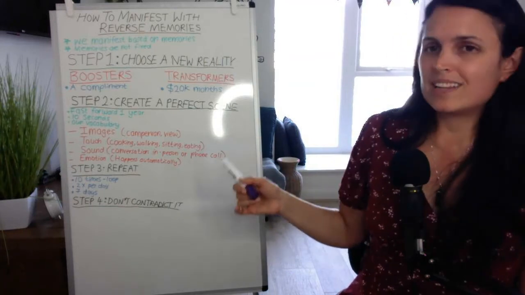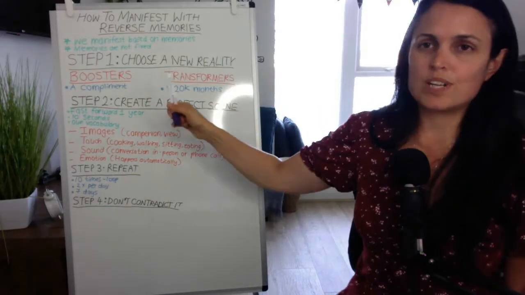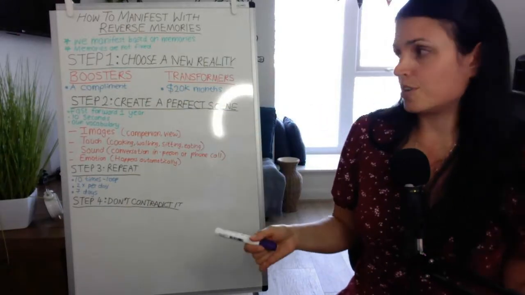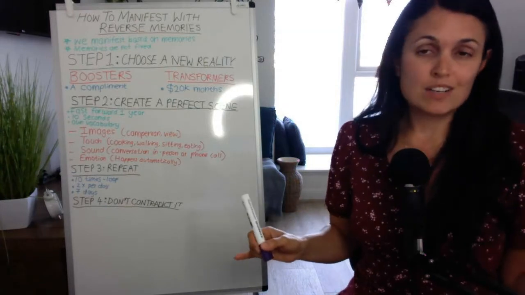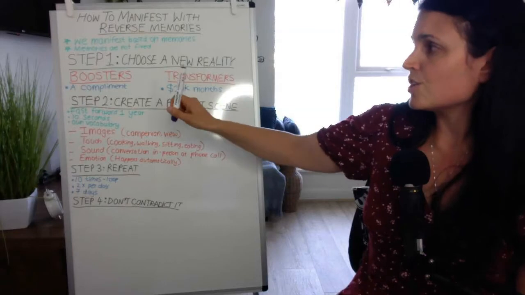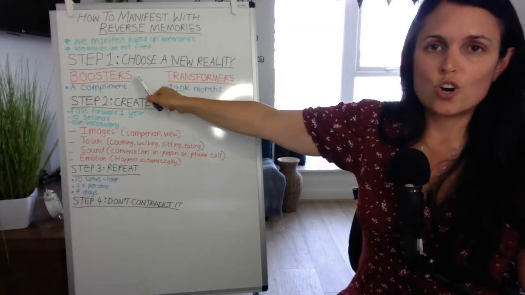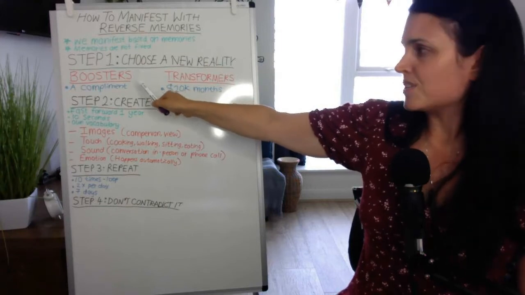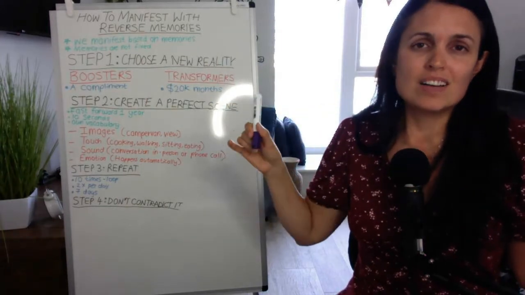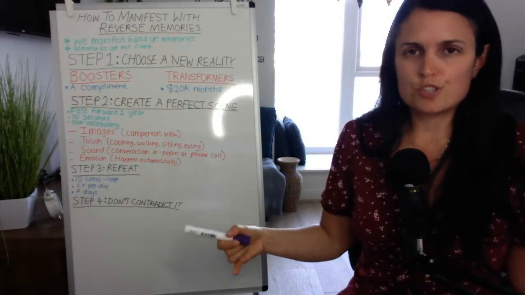So what I like to do is I like to create 2 separate lists when I'm doing this, and actually write these down on a piece of paper. This is part of the manifestation technique, actually writing it down. So the first list I want you to create is a list called boosters. Boosters are things that would be a nice boost to your day if they were to manifest.